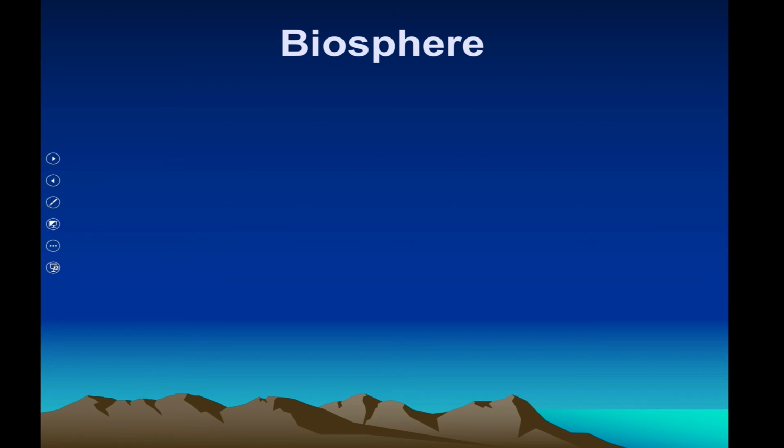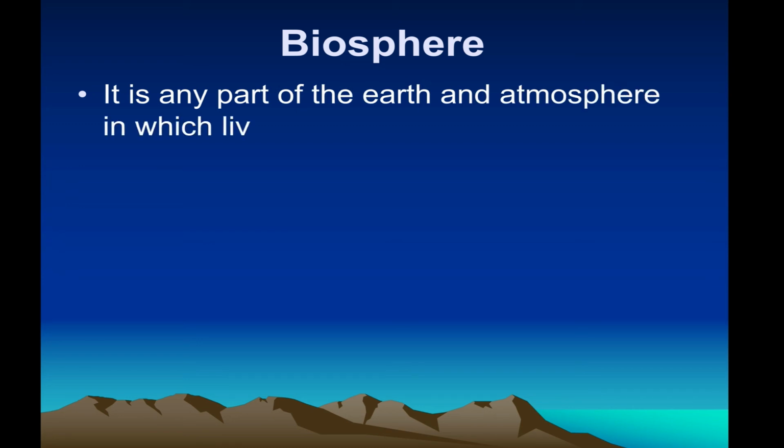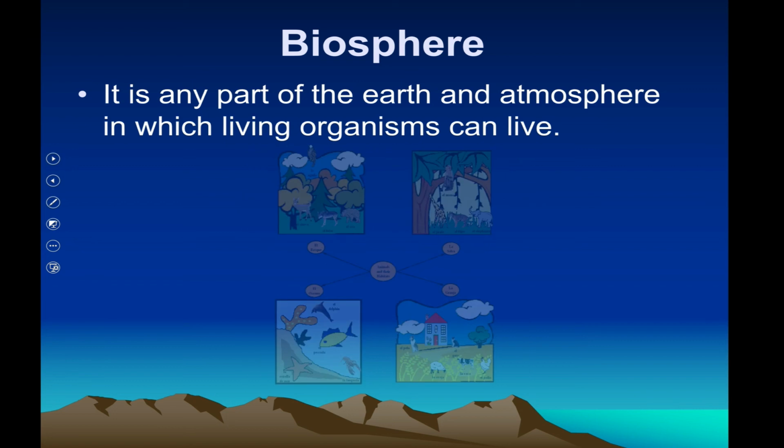Biosphere. We know bio means life, sphere, something which is spherical, ball-shaped. So a ball-shaped structure which supports life, we call it biosphere. And our biosphere is our Earth. So any part of Earth and atmosphere in which living organisms are present or can live can be biosphere.